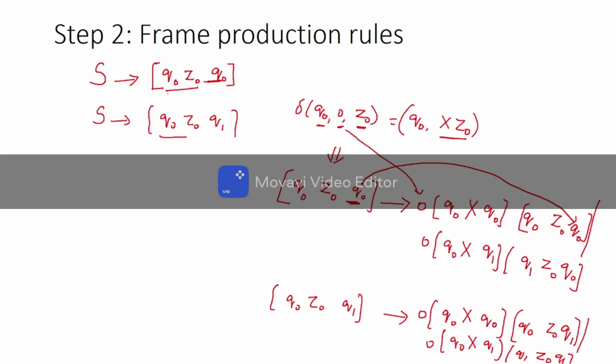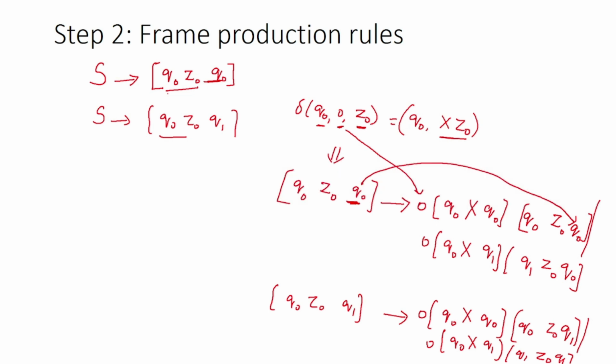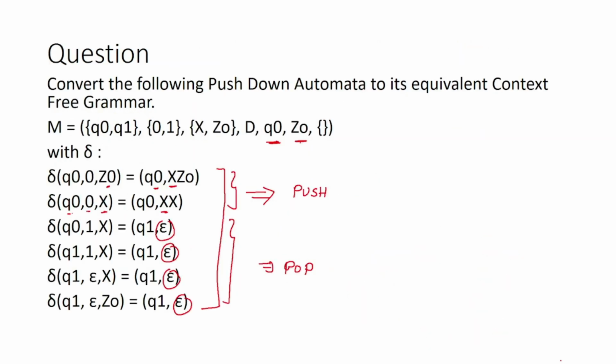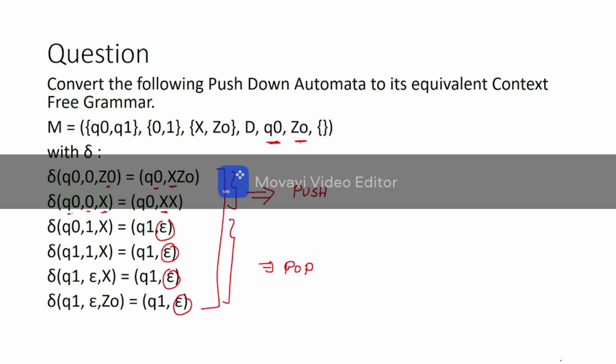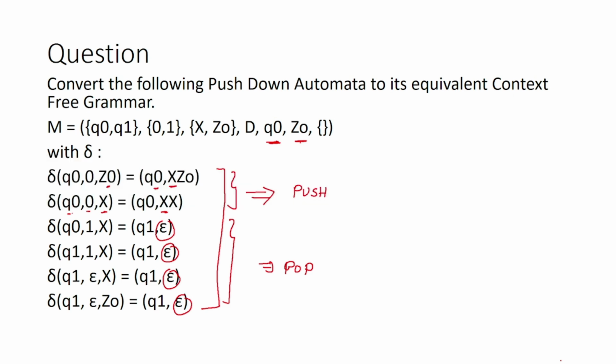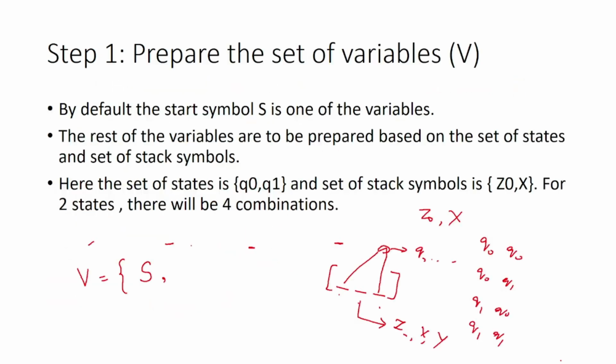So, as of now we have framed the production rules for the first transition, right. That is del of Q0, 0, Z0 is equal to Q0, X Z0, okay. And now we are going to frame the production rules for the second transition. The second transition is del of Q0, 0, X is equal to Q0, XX, right. From the state Q0, when the top of the stack contains X and when the input 0 is given, it transits to the same state Q0 and one more stack symbol capital X is pushed onto the stack. This is what the transition tells, right.